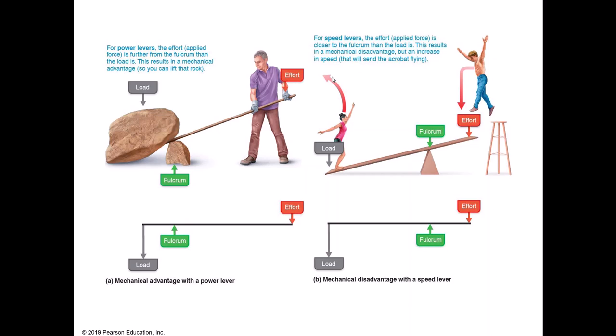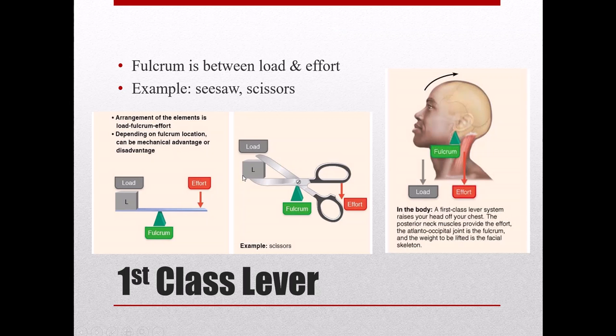So power levers, small effort moves large load. Speed levers, we lose a little power, but we can move loads pretty far and pretty fast. Based on the position of the effort, the fulcrum, and the load, we have 3 classes of levers: first class levers, second class levers, and third class levers.